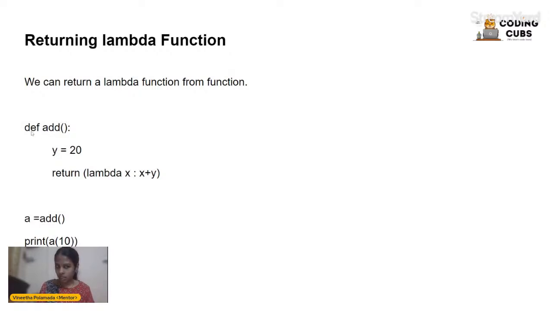So I have the def keyword here, followed by my function name add. And then what I'm doing here is saying y equal to 20, and I'm returning lambda x colon x plus y. And I'm saying a equal to add. Done. Now I'm saying print a of 10. What will it print? Any guesses?